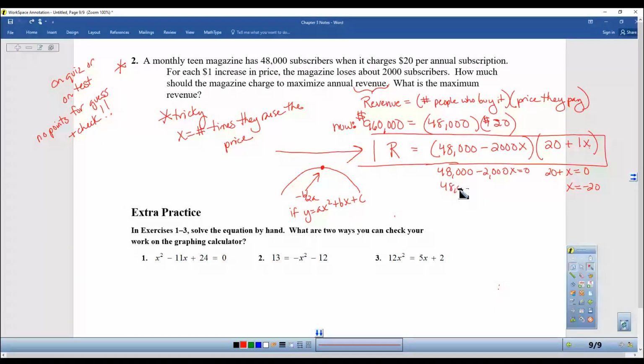So 48,000 is equal to 2,000 x. Divide by 2,000 and you get 24. So one is at negative 20 way over there, and the other is at 24. So it's some huge thing. But where is our maximum going to be? Right down the center, which if you find the center between them will be x is equal to 2.